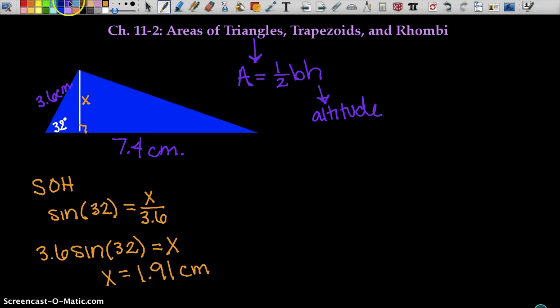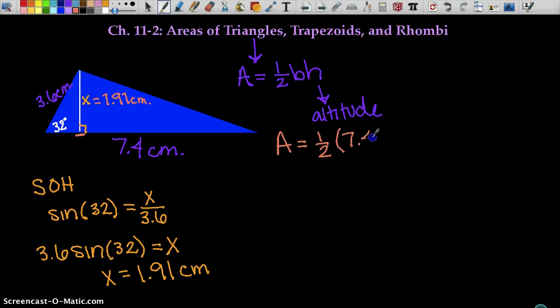Okay, I rounded it to that, so that's close enough. So this height is 1.91 centimeters. So to do our area, we have 1/2. The base means from where? Where did we measure to? We measured from this vertex down to this side, so this side would be considered our base.